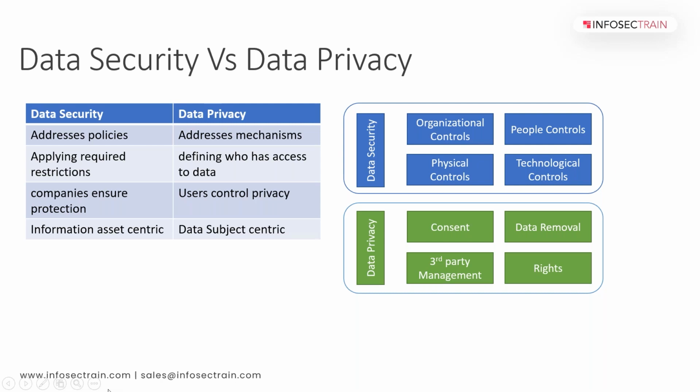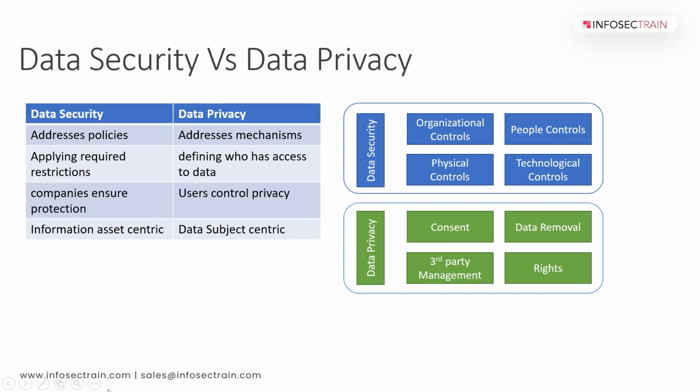Companies ensure protection, whereas here users control the privacy. The level of privacy I want, I am going to decide, and based on that, all these providers are supposed to work. So security is information asset centric, whereas here it is always data subject centric, that means user centric. That is the difference between information security and data privacy.